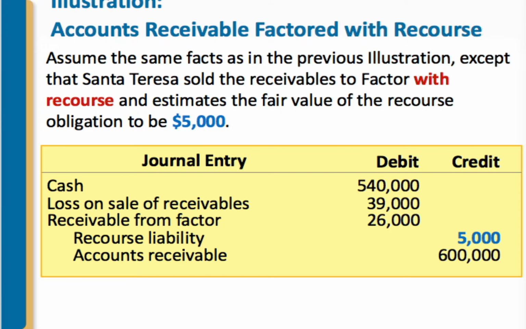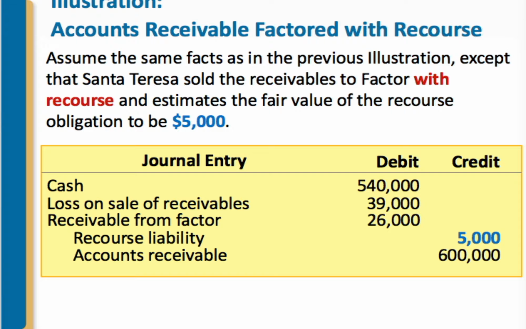When a company sells accounts receivables with recourse, the seller retains all of the risk of bad debts. In effect, the seller guarantees that the buyer will be paid even if some of the receivables prove to be uncollectible. To compensate the seller for retaining the risk of bad debts, the buyer usually charges a lower factoring fee when receivables are sold with recourse.